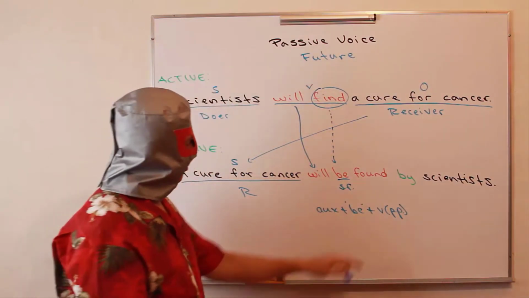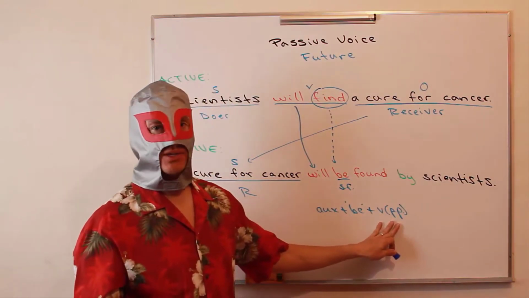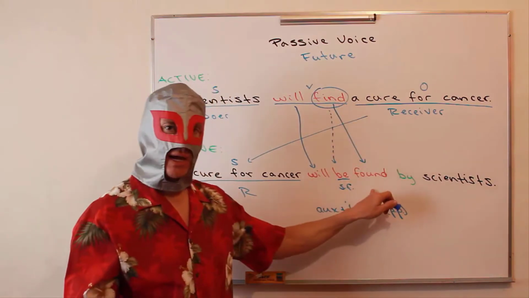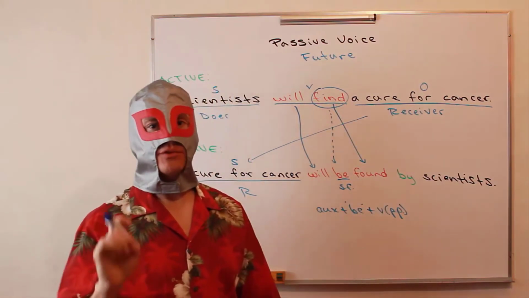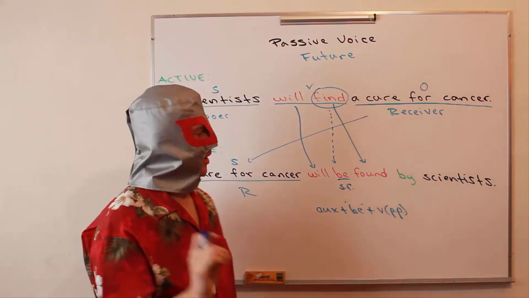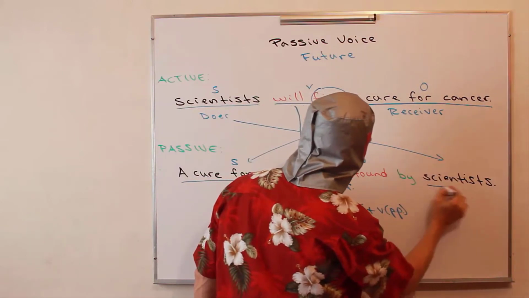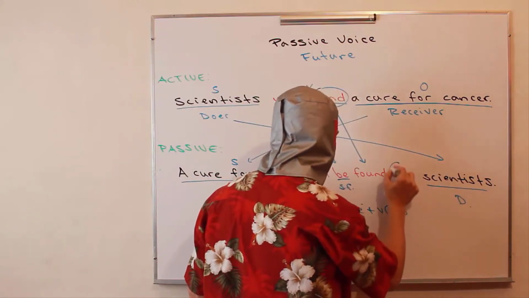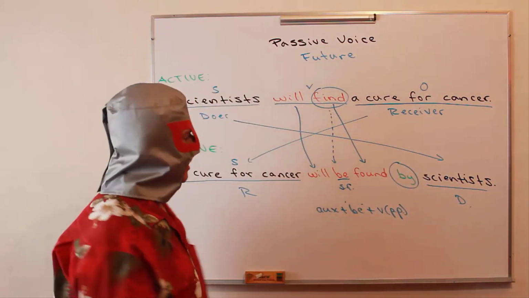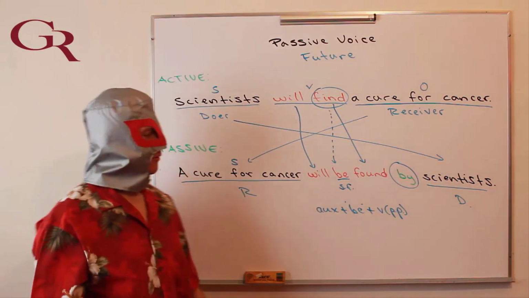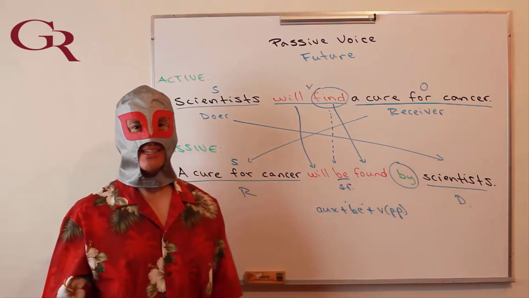And finally, remember that your main verb has to be in past participle. So my verb is find, past participle found. Remember, you have to know your past participles very well. And finally, we have the doer of the action, which is scientists. And remember, we have to use by. So, passive voice for this sentence is, a cure for cancer will be found by scientists.